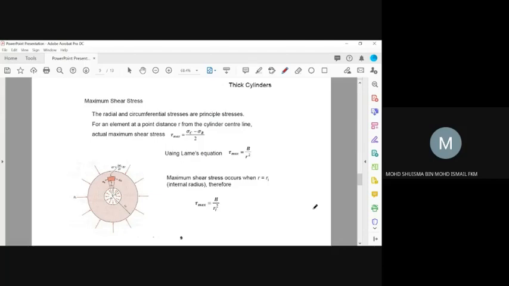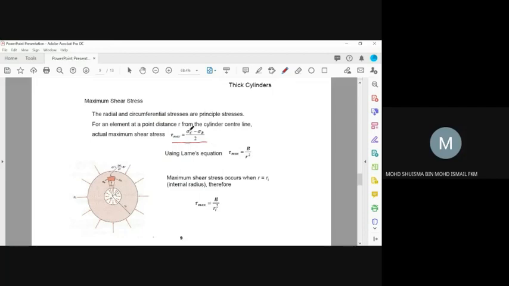Maximum shear stress. Now, the three stresses we have been talking about, the radial, the circumferential, and the longitudinal stresses, are all principal stresses in a thick cylinder under pressure alone. Okay? So, we can also find maximum shear stress, just like what we do in chapter 1 for stress transformation. You can draw the Mohr circle if you want to and get maximum shear stress, because we know sigma C, sigma R, and maybe we have a value for sigma L. So for an element at a point distance R, an arbitrary distance from the cylinder center line, the actual maximum shear stress is given by this equation here.